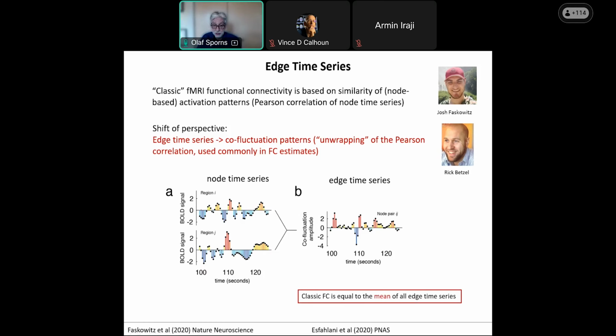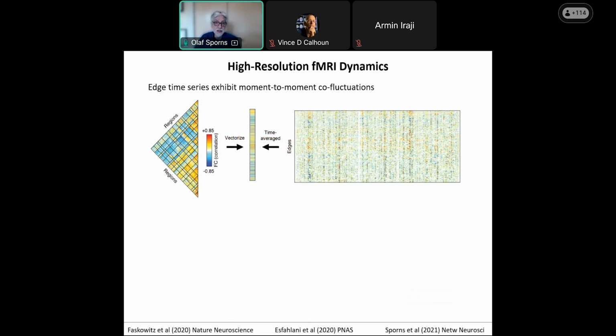If you do the averaging, though, then the mean of this time series is equal to the functional connectivity. That was a very interesting idea because there are no free parameters involved. It was just taking functional connectivity and going one step back, instead of averaging, retaining all of the edge time series, and then performing analyses on that.